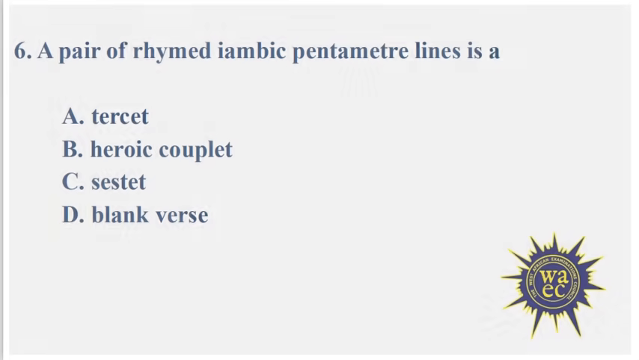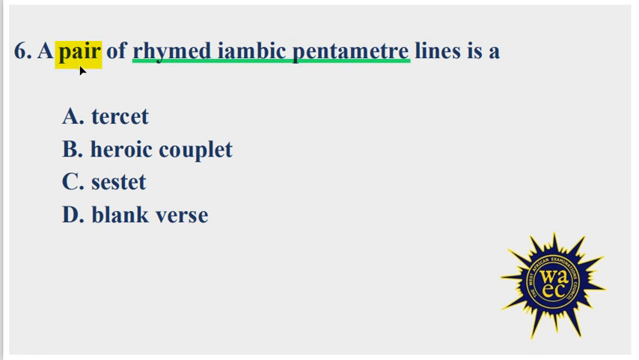Question 6. A pair of rhymed iambic pentameter lines is a: A. Tercet. B. Heroic couplet. C. Sestet. D. Blank verse. The question says a pair of rhymed iambic pentameter lines. Whenever we see pair, it means 2. Am I right? Yes. A pair means 2.